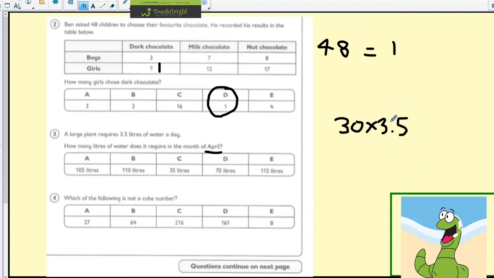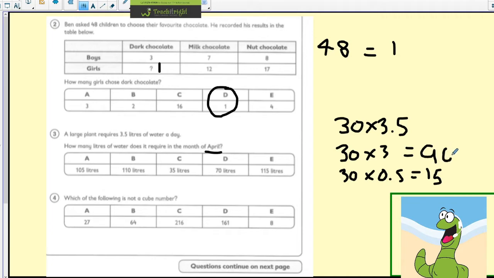The way I'd recommend doing this is I would split it. So I would do 30 times 3, and then 30 times a half, which is the same as saying half of 30. I would work those two out. So in here we've got 15, here we've got 90. Put them together, 90 plus 15 is 105 litres. So the answer is A.